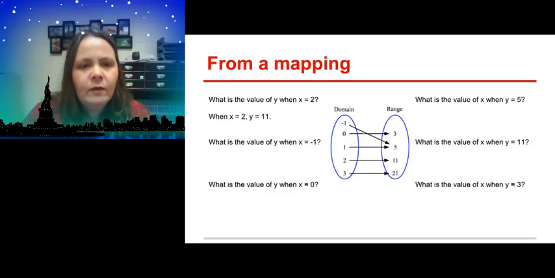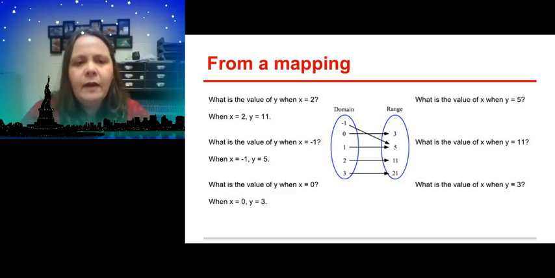And then what is the value of y when x equals negative 1? You find negative 1 in your domain column, and you look across, follow the arrow, and you see that y equals 5. And what is the value of y when x equals 0? You find 0 in your domain column, follow the arrow, and you see that when x equals 0, y equals 3. And we can also do that backwards.